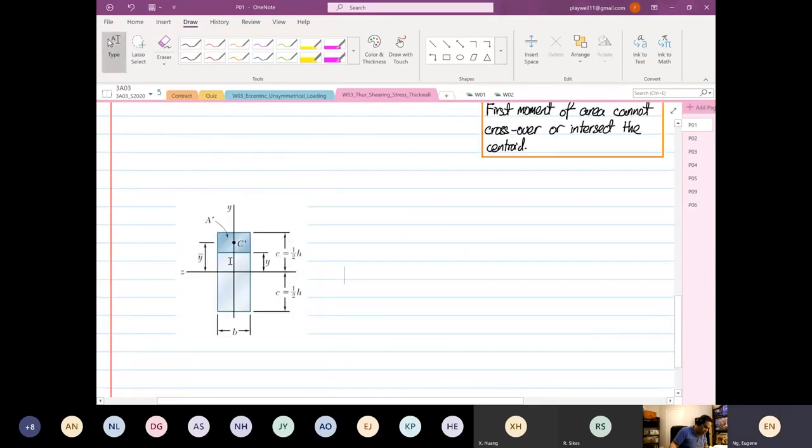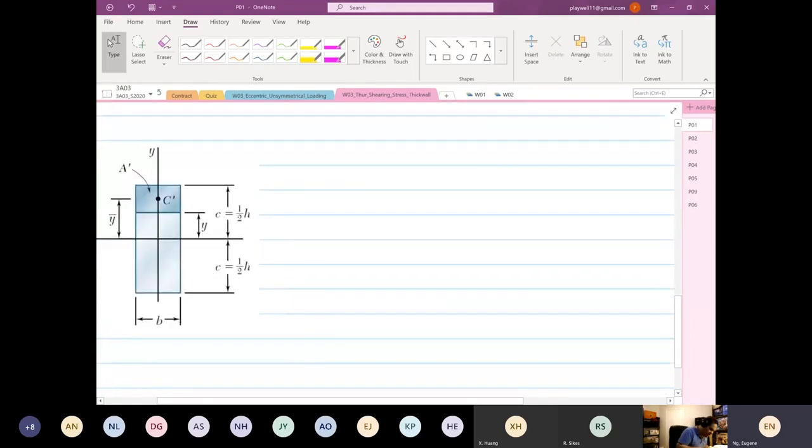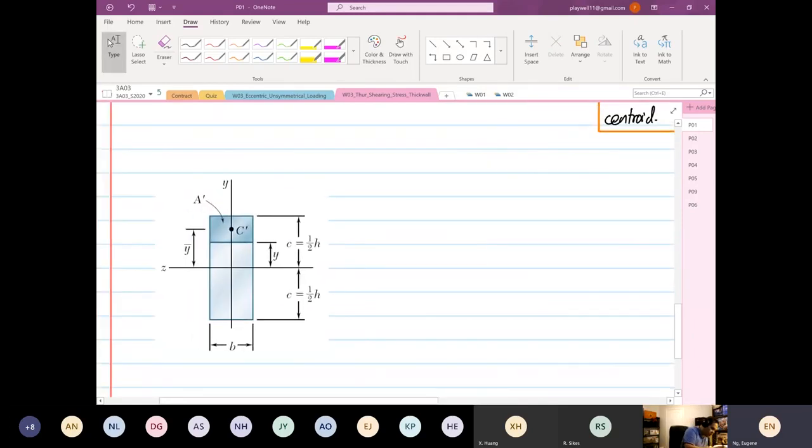All right, so now what do I mean by the first moment of area cannot? So let's say now our shear force is still acting in this direction, Vy. Okay. So now I'm interested to find the shear stress at a point written down here, known as alpha. That is our point of interest. I want to know what is the shear stress at alpha.